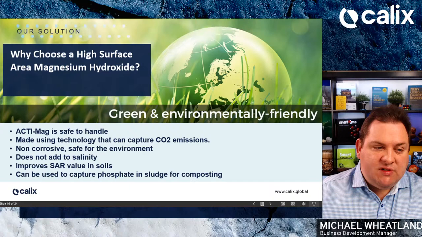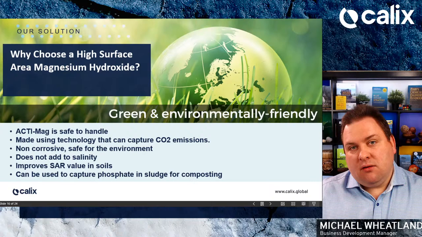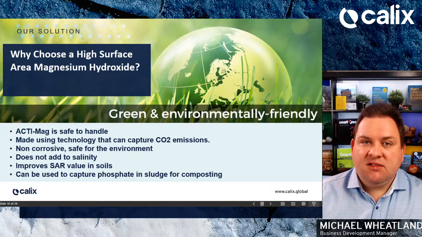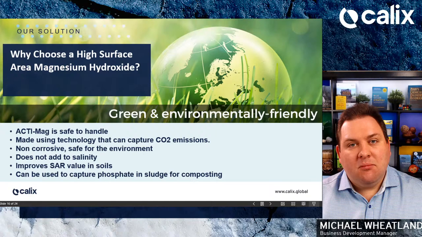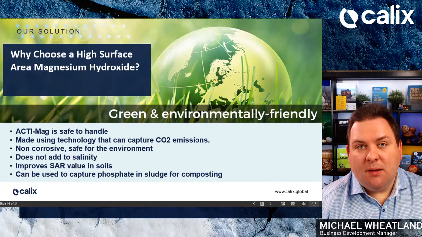It also improves the salinity. So if you're not using caustic to adjust your pH, it means that you can reduce the amount of salt or sodium that you've got in your effluent, which is fantastic if you're discharging that effluent, whether it's onto crops or you're watering paddocks and those types of things. It reduces the amount of salt that's in the discharge, which is great for land and maximising the value off that land.